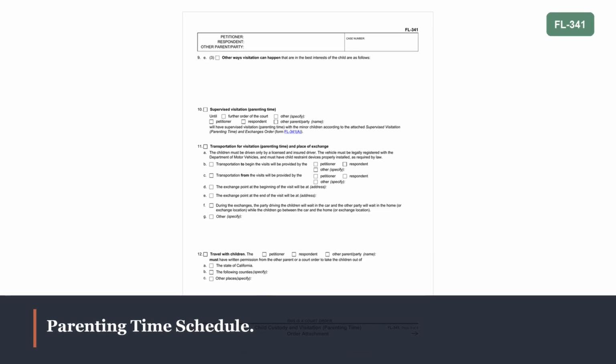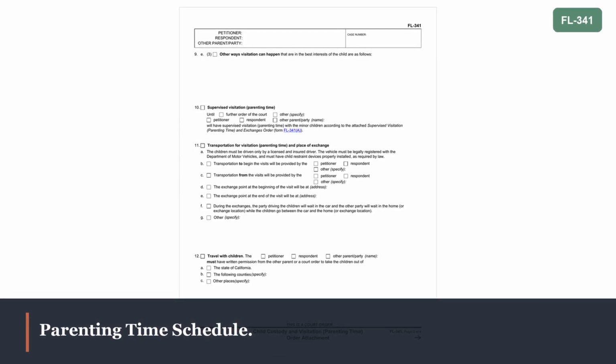Parenting time schedule. This is the core of the order. It lays out the actual schedule both parents are now required to follow, including weekday schedule, which parent has the children on which weekdays, with pickup and drop-off times. Weekend schedule, typically alternating weekends, with start and end times. Holiday schedule, how major holidays and school breaks are divided or alternated year to year. Vacation time, how each parent's vacation time with the children is scheduled and how much advance notice is required. Exchange details, where and how the children are picked up and dropped off between parents.